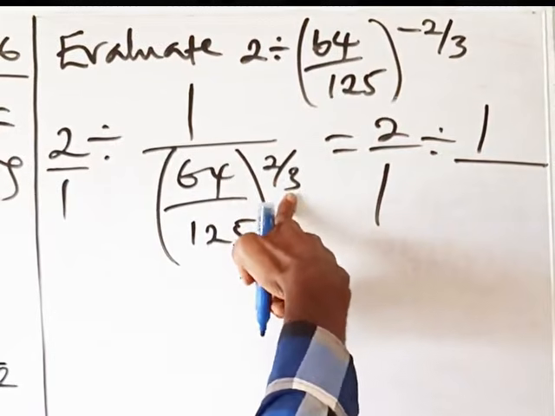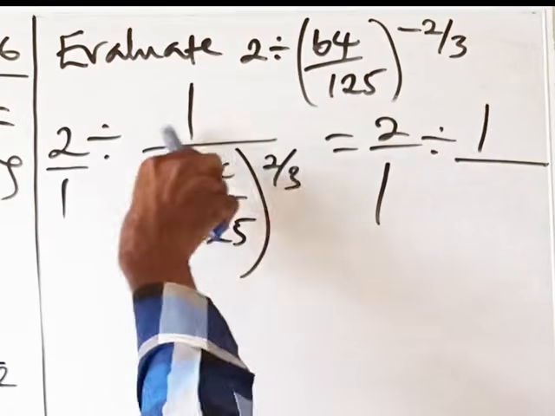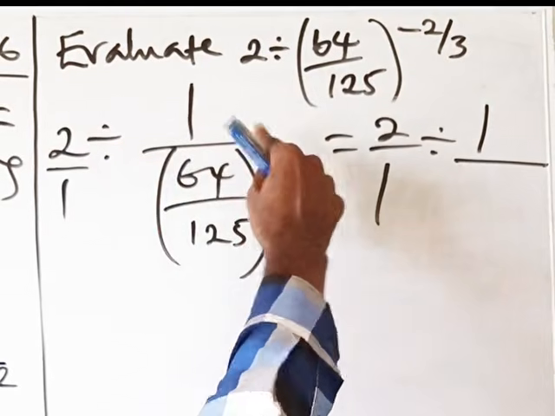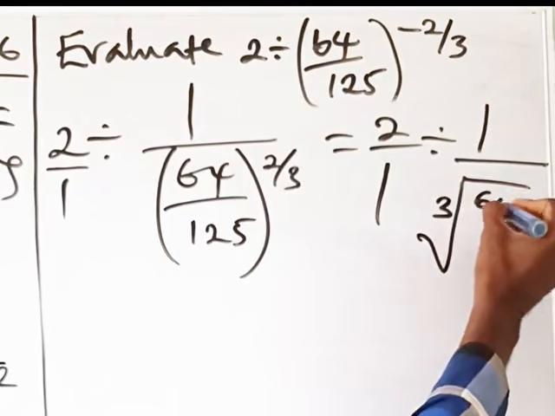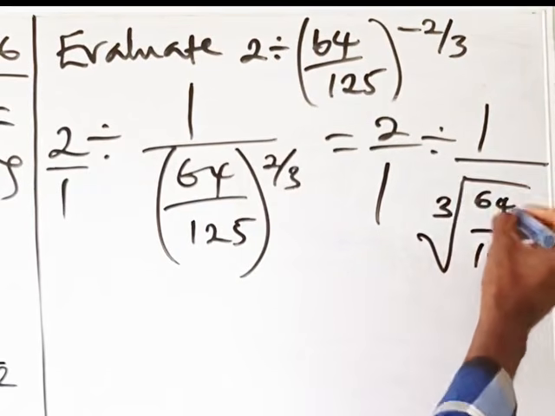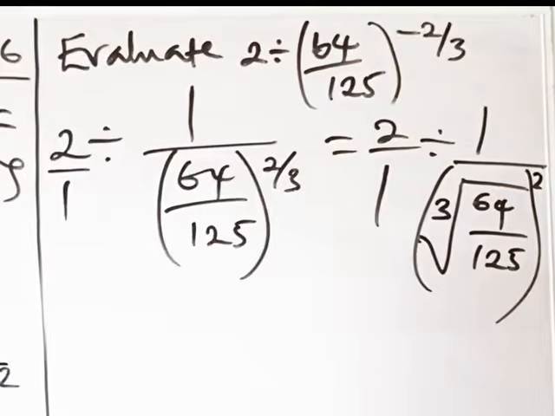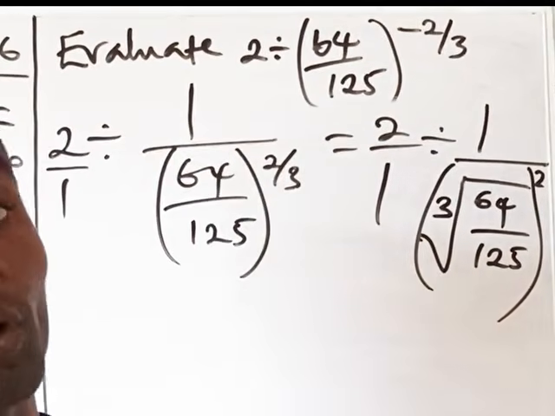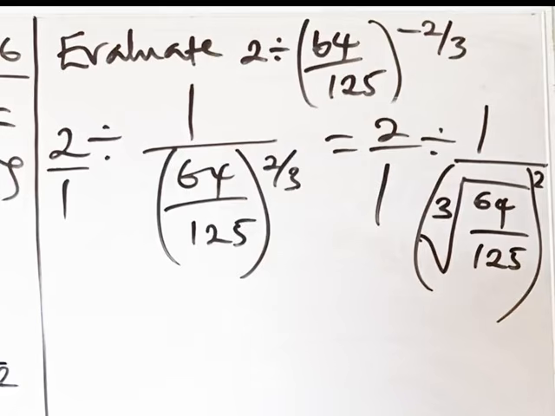That's going to be 2 over 1 divided by 1 all over. Then the denominator of this fraction power will form a root over this fraction, then the numerator will form a power. That is cube root of 64 over 125, all raised to the power of 2. If you have not seen my video on the laws of indices, I dropped the link in the description. You can get the link to the video. It will help you. So let's proceed.